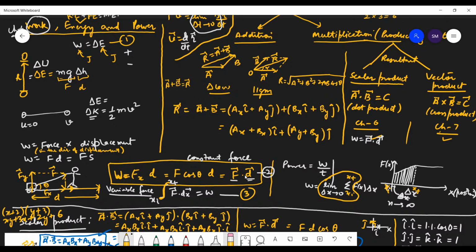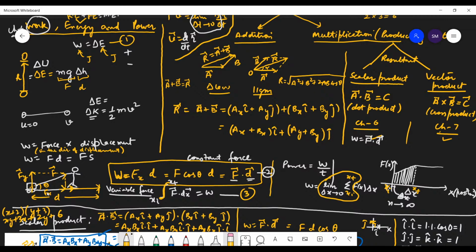Students, just understand this thing, that F dot d is nothing but Fx d, or F cos theta into d, or F dot d. These three are the same thing. So we will be using this dot product notation now. So that is for the constant force.